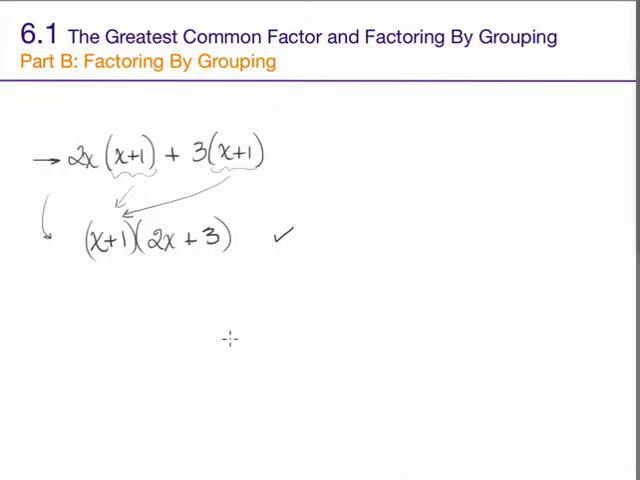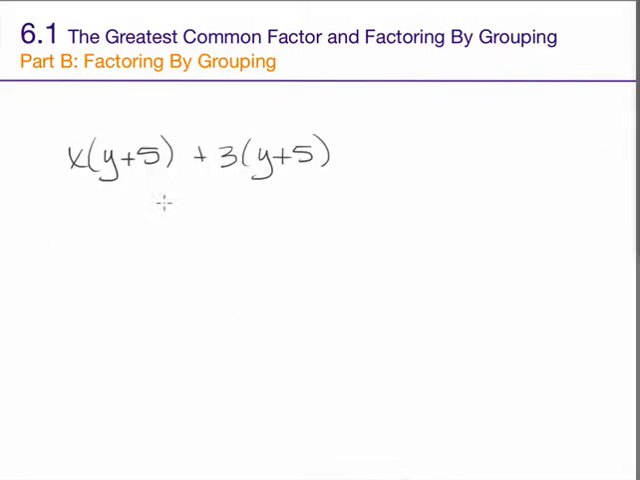Let's take a look at another one. In this problem, the greatest common factor to both of these two terms is y plus 5. Y plus 5 is multiplied by x in this term, and y plus 5 is multiplied by 3 in the other term. So y plus 5 is the piece, the factor, that's common to both of these terms. What did I have to multiply y plus 5 by to get this first term? X. And what did I have to multiply y plus 5 by to get the second term? 3.